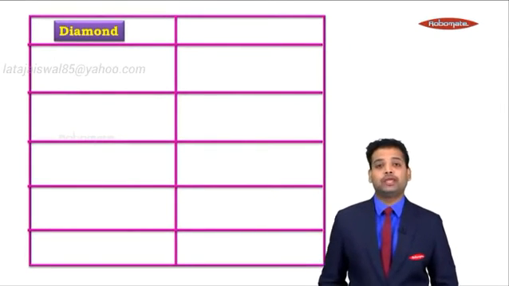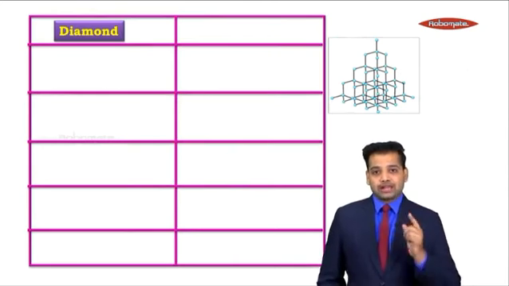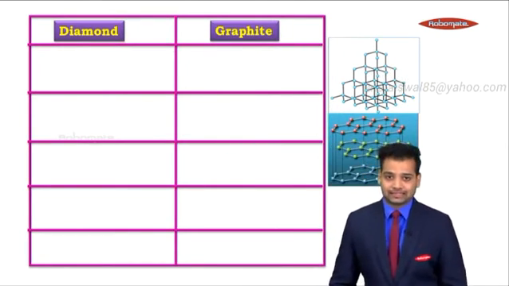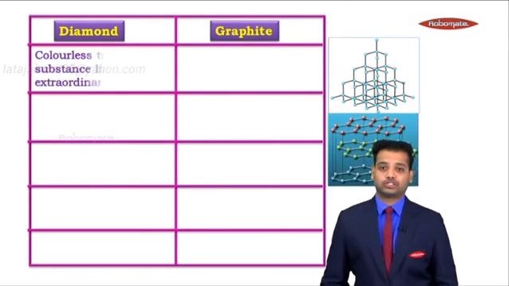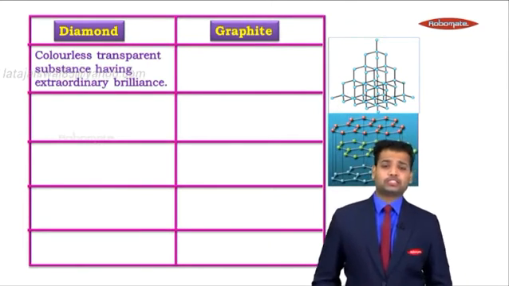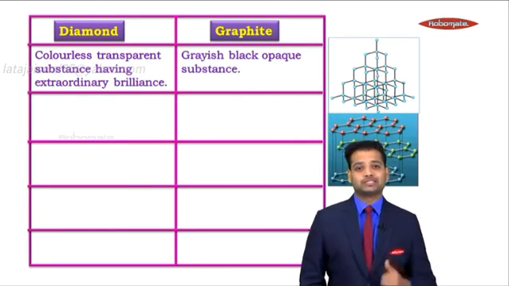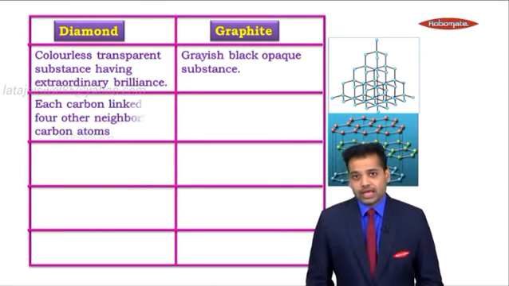Let's distinguish between diamond and graphite. Diamond looks something like this, and graphite looks something like this. Now they are different in their structure. Diamond is a colorless, transparent substance having extraordinary brilliance. Diamond shines with a brilliant shine, whereas graphite is a grayish-black opaque substance.